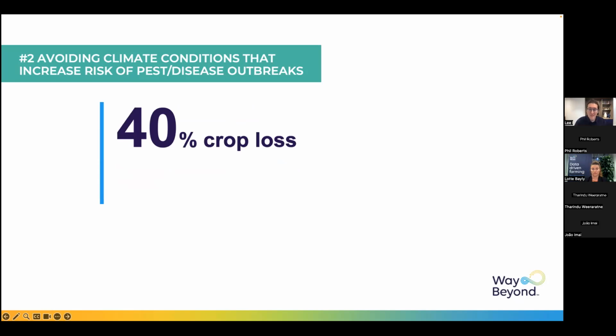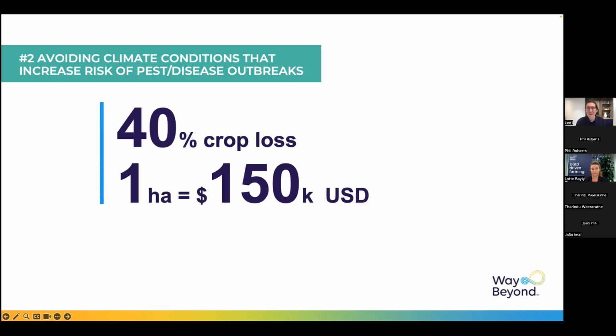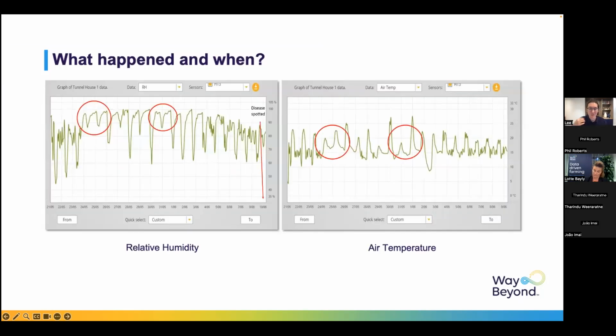To give even more perspective, for this grower's 1 hectare greenhouse, this represented over $150,000 in losses. So the grower clearly needed to do something about this. They wanted to solve the problem as soon as possible. Without continuous data, it made it challenging to understand where the issue was occurring and how to take effective action.